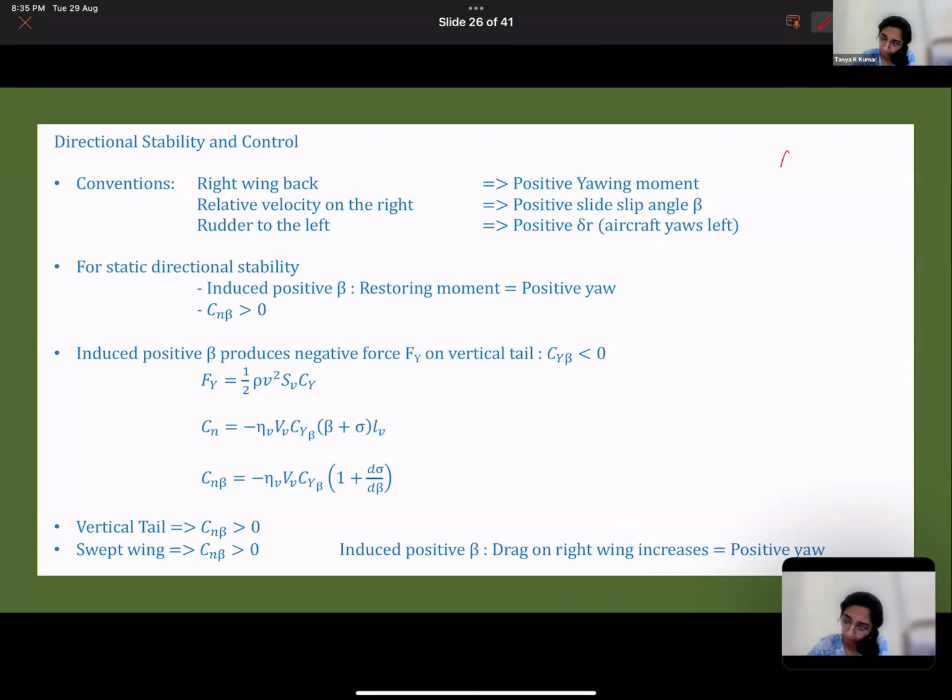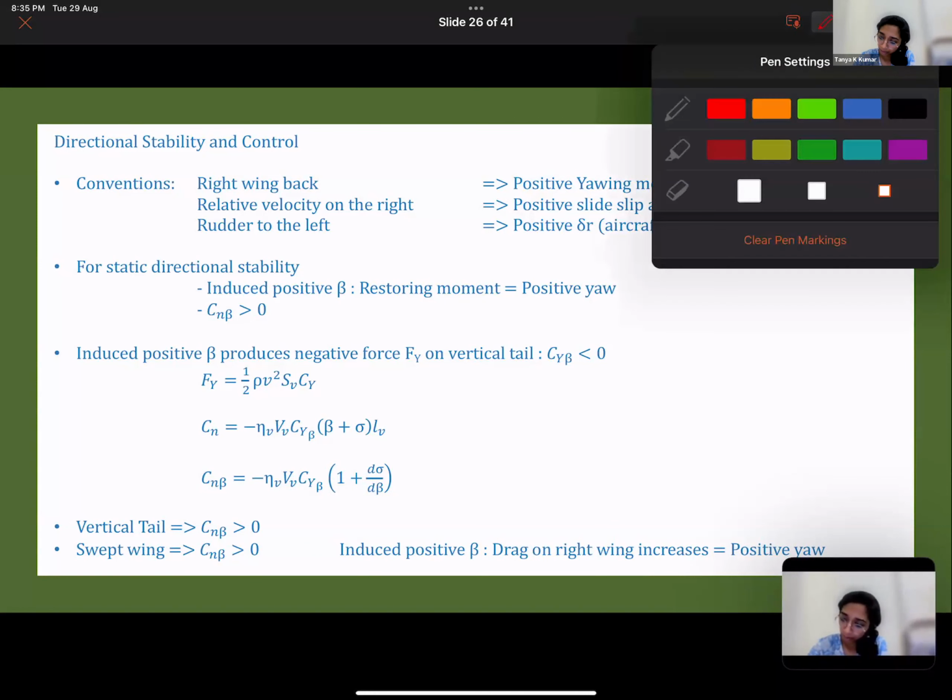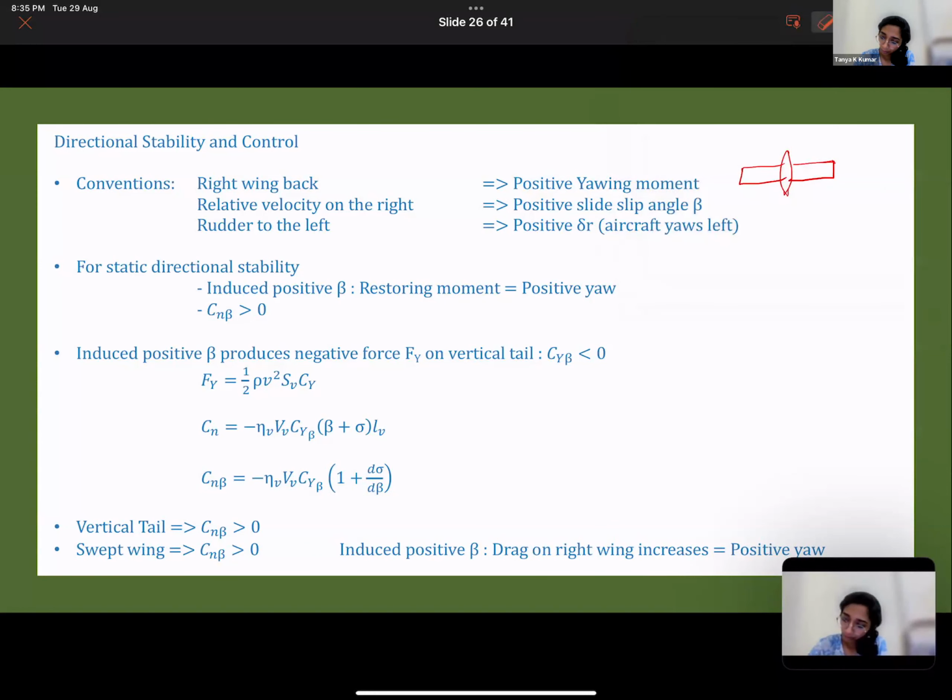So if your aircraft is something like this, and now it moves back, something like this, this is considered positive yawing moment. Your yaw axis, Z axis, is towards the ground. Put your thumb along the yaw axis. The direction your fingers curl is the positive yawing. So right wing back is considered positive yawing.